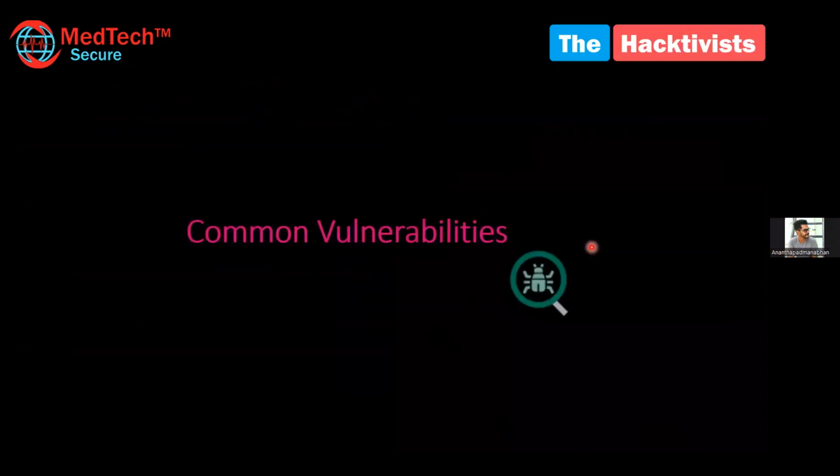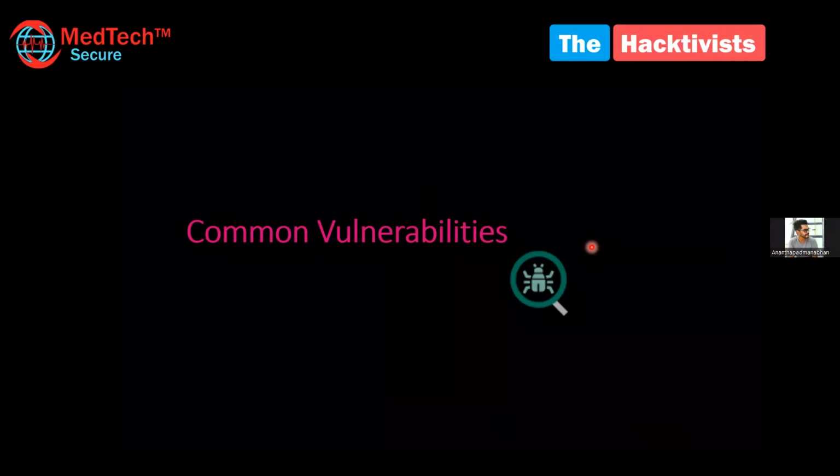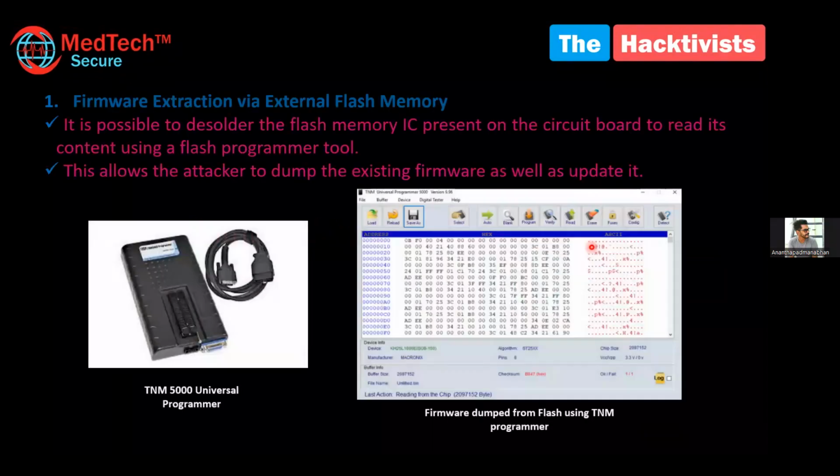Moving on to the next topic, the common vulnerabilities. Now we have discussed the major components and protocols, and also looked into how to find the testing points, and what our approach should be to understand the architecture and perform a security assessment. So now we can look into some of the common vulnerabilities we can come across in our hardware security assessment. The most important and most common one is firmware extraction via external flash memory.